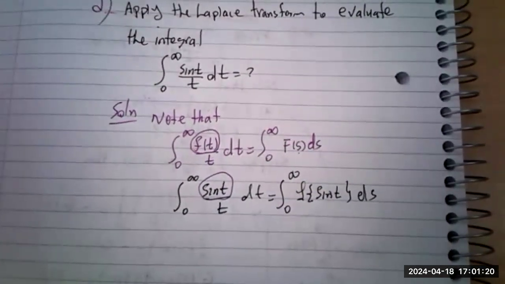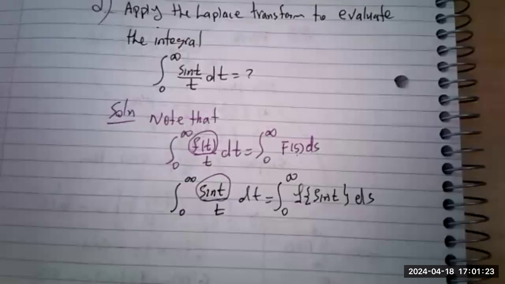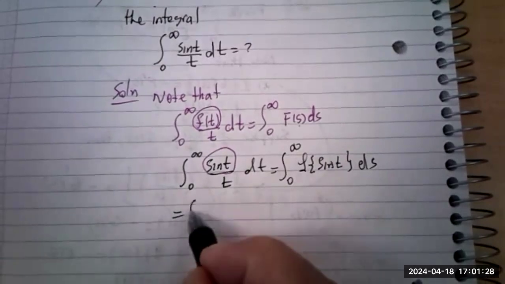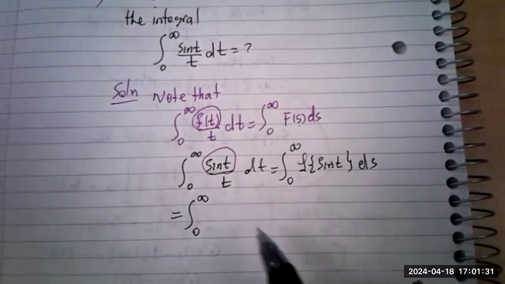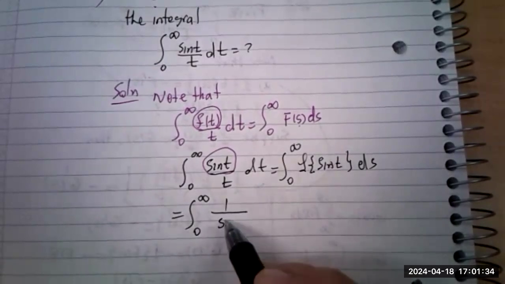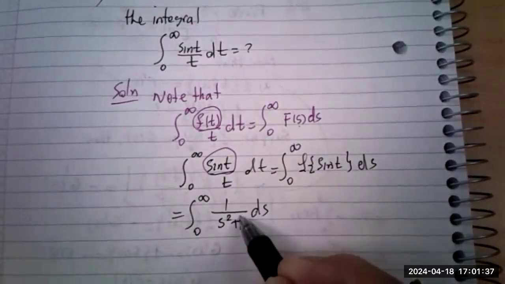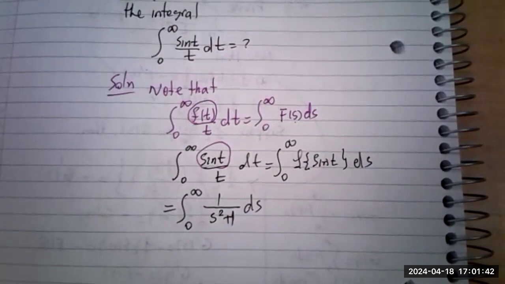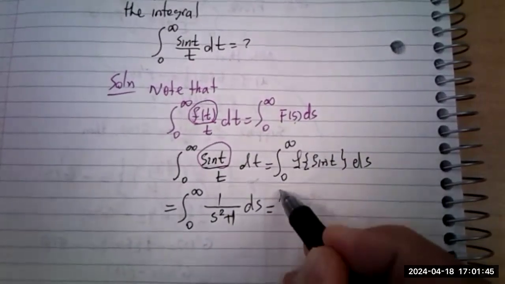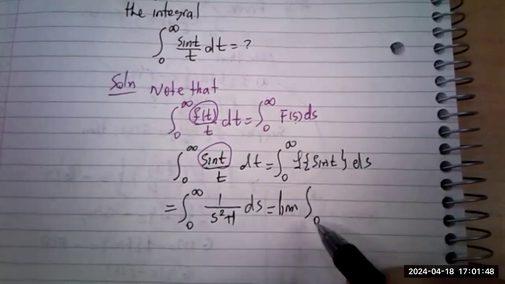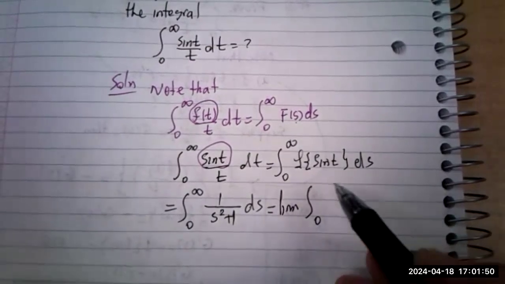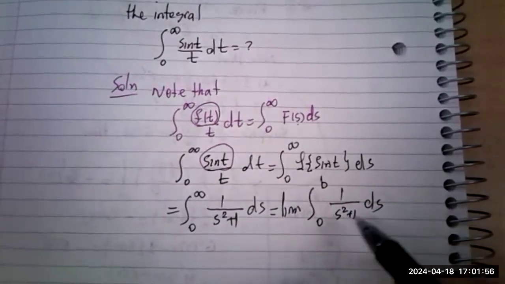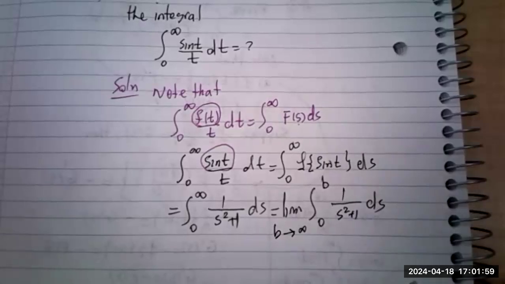That's why I changed the notation from u on the review to s, so that you know that. Continue to the right: 0 to infinity, the Laplace of sine is 1 over s squared plus 1. Now whatever you have, you integrate it. It's a very easy integral, whatever problem we give you. Just as in calculus, this is going to be the limit as b goes to infinity of the integral from 0 to b of 1 over s squared plus 1 ds. You have to change it to the limit form.